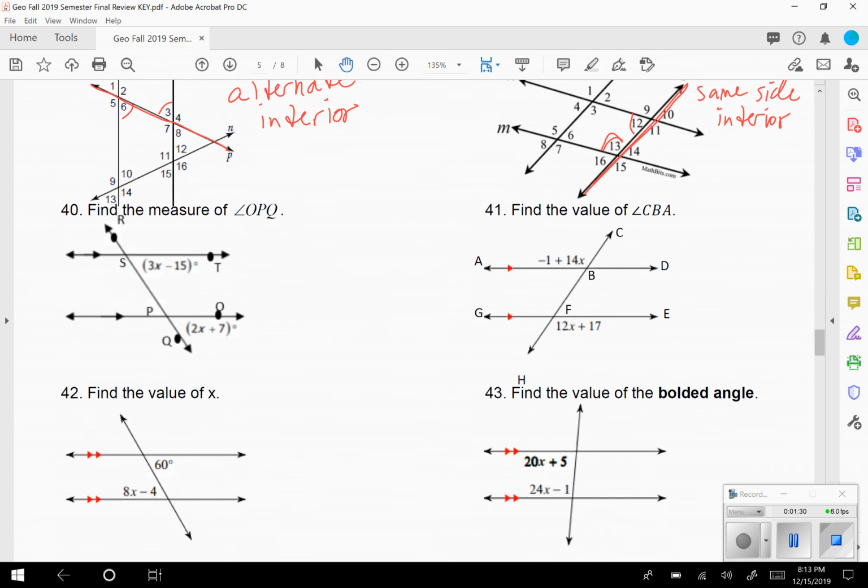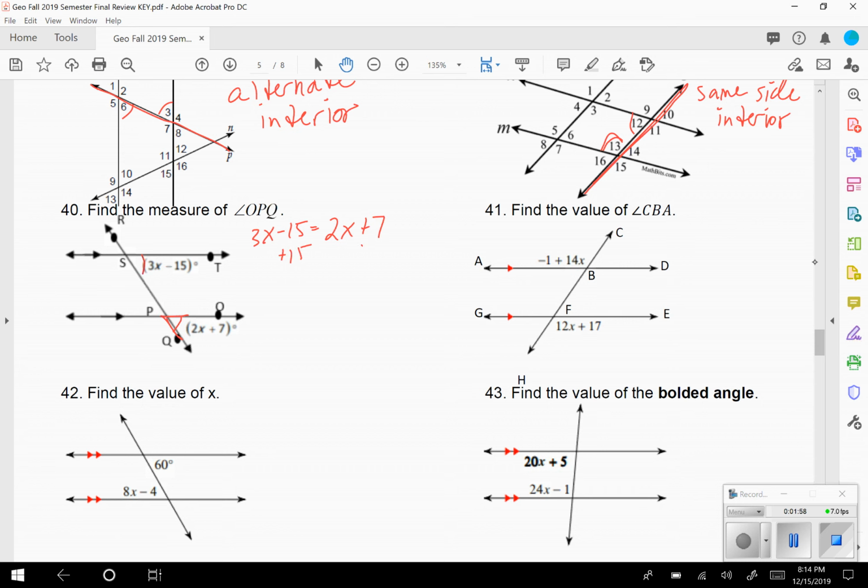Okay, question 40. It says find the measure of angle OPQ. So OPQ, it's this angle right here. It's 2x plus 7. Well, in order to know that, we have to figure out x. So we see another thing over here that also has an x in it, this angle TSP. And by looking at them, they're corresponding angles, so I know they're congruent. So that means I can set them equal. So 3x minus 15 is equal to 2x plus 7.